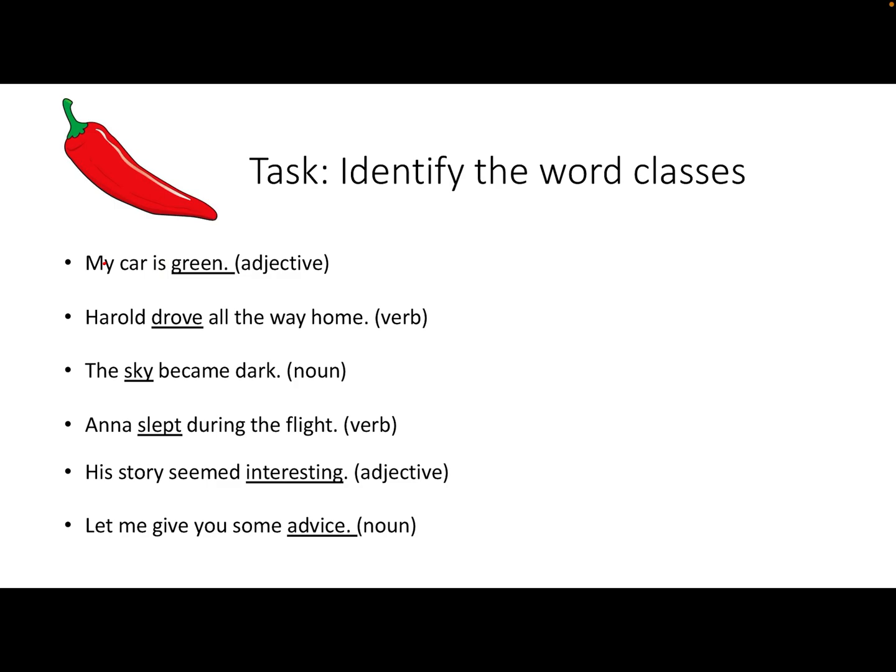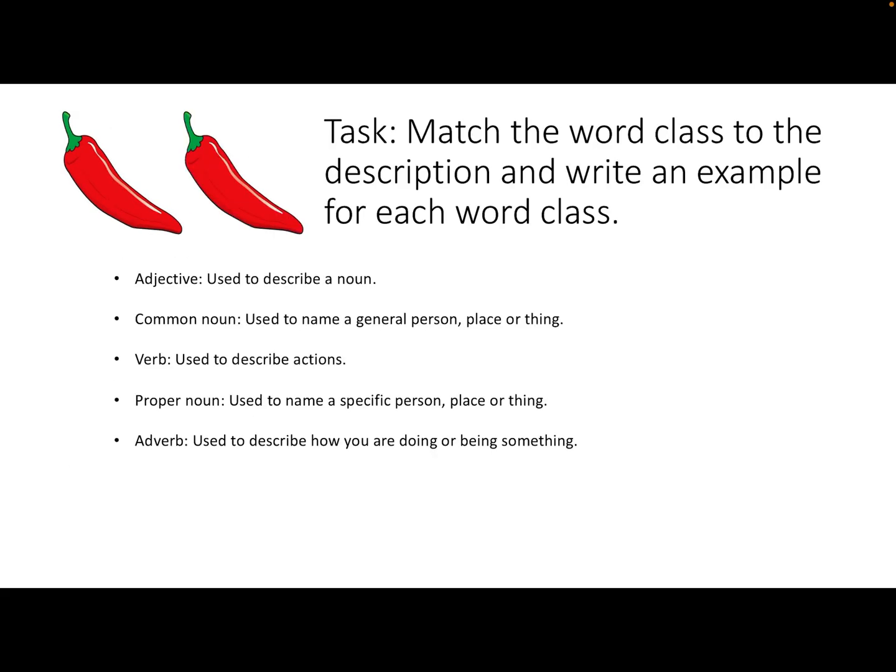Advice is the noun. Adjective, used to describe a noun. Common noun, used to name the general person, place, or thing. Verb, used to describe actions. Proper noun, used to name a specific person or thing. Adverb, used to describe how you are doing something. And then you can write an example sentence that uses each of these word classes.